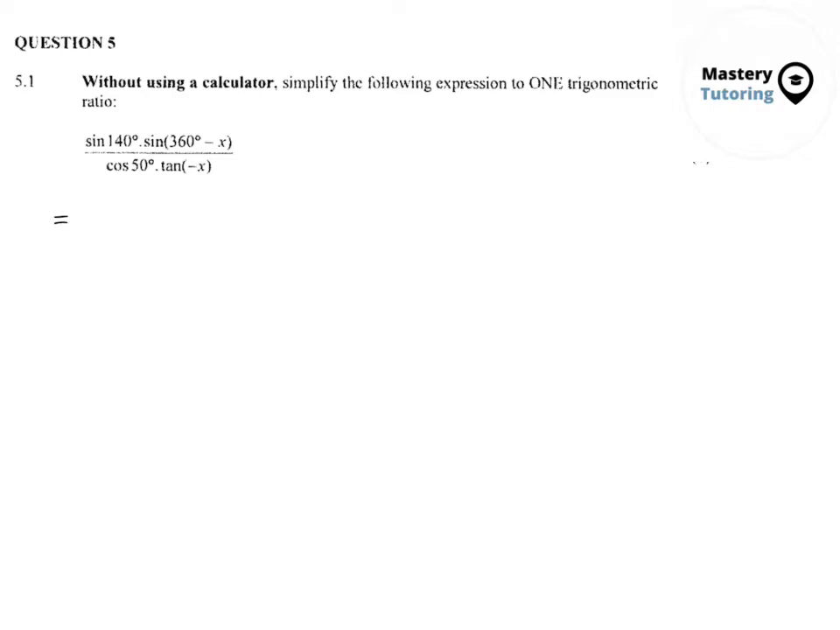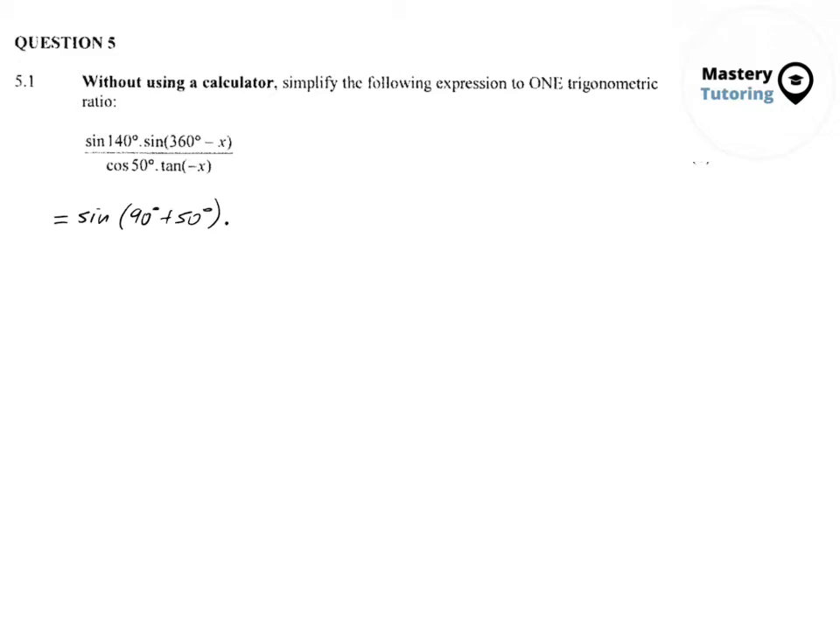So the first thing that I will do here, instinct rather, tells me that I need to write this one in a way that I break it into two numbers. So I'm going to write sine of 90 degrees plus 50, because when you add 90 plus 50, it gives you 140 degrees. This is the reason why I'm writing it in this form. And then the next part here, sine 360 minus x.